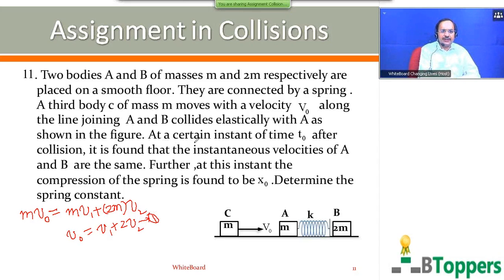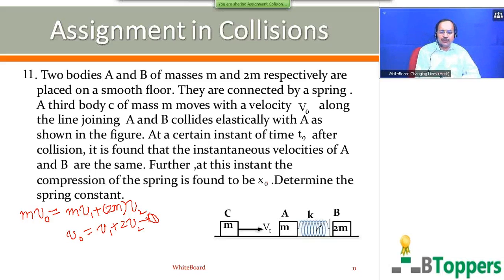Here it is given that at a certain instant of time t0 after collision, it is found that the instantaneous velocities of A and B are the same. As explained in the previous problem, the instantaneous velocities of A and B become equal at the instant when the compression of spring is maximum, which is denoted by x0 here. That means in this problem, the maximum compression of the spring is denoted by x0.